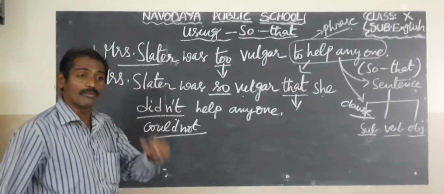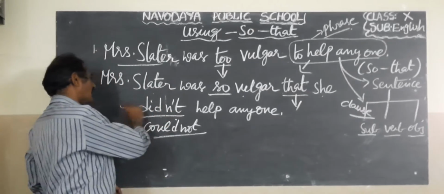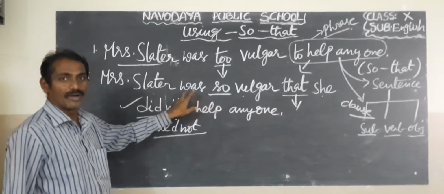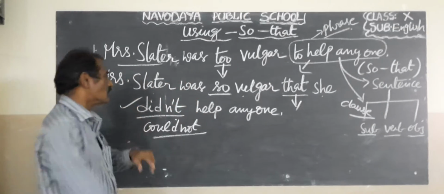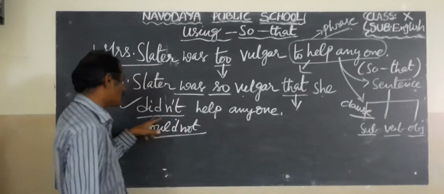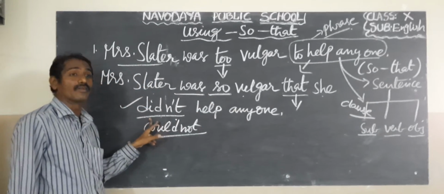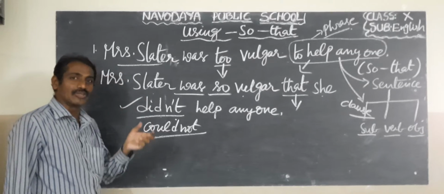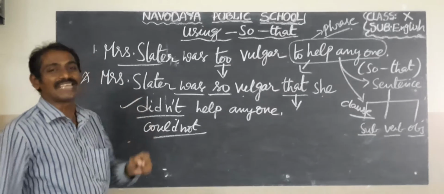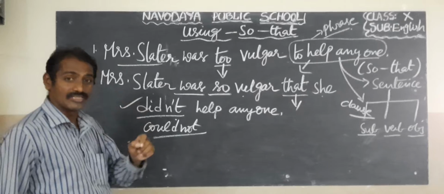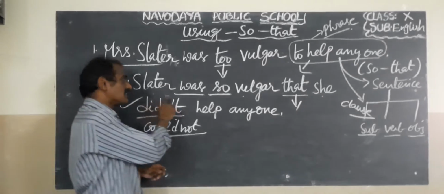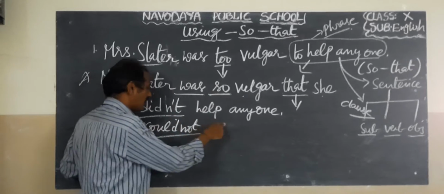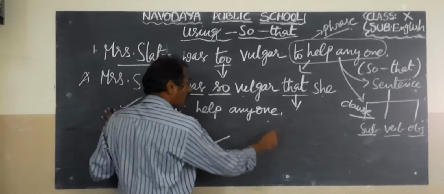A student asked me, sir, why didn't you write "didn't" here? Because what tense is there, children? Do you find what tense here? Past tense, so here is "was". So we should write "did not". Here "too" means we should take a negative sense. We understood the negative sense. That's why Mrs. Slater was so vulgar that she didn't, that is, she couldn't help anyone.